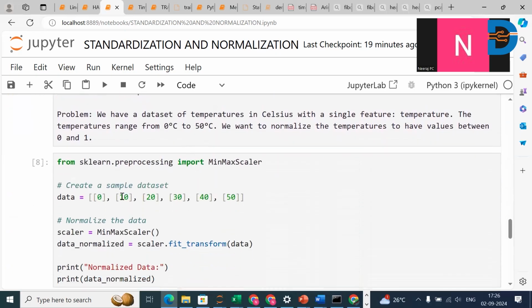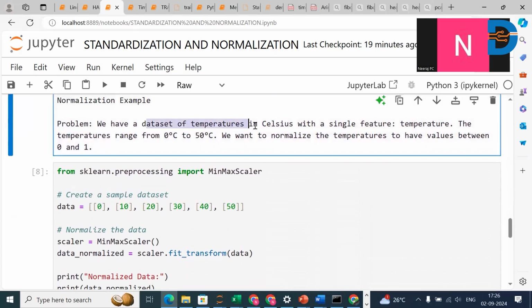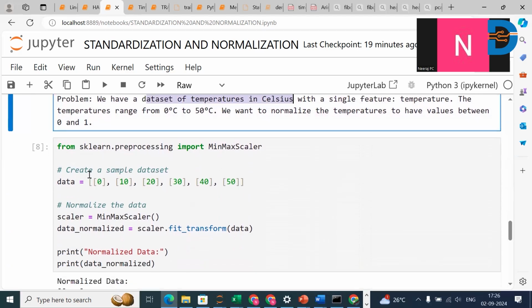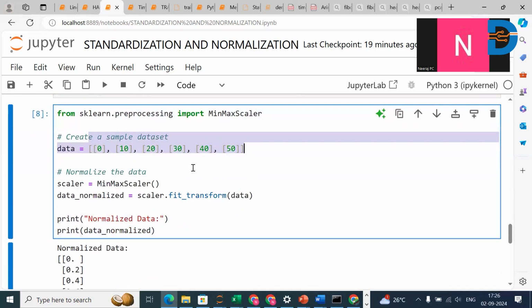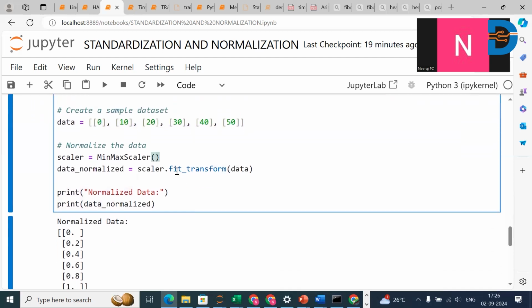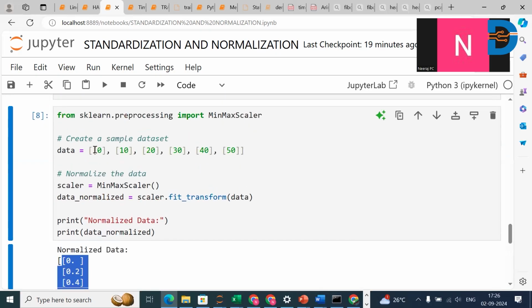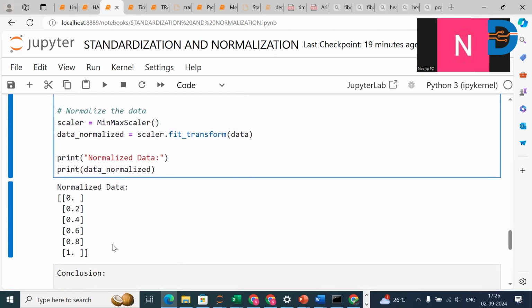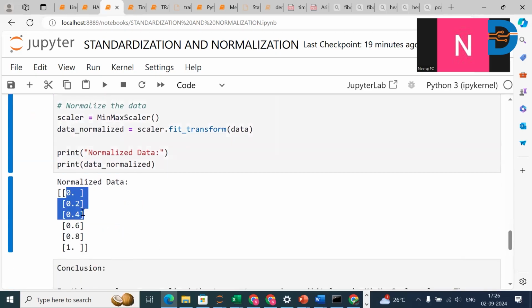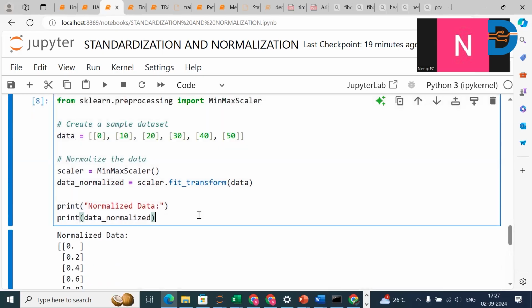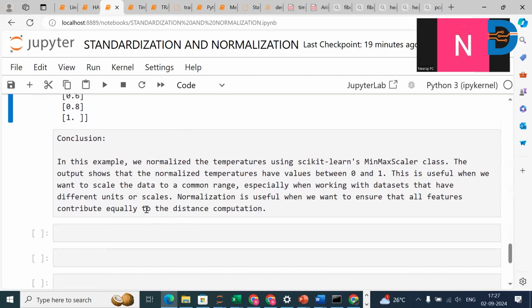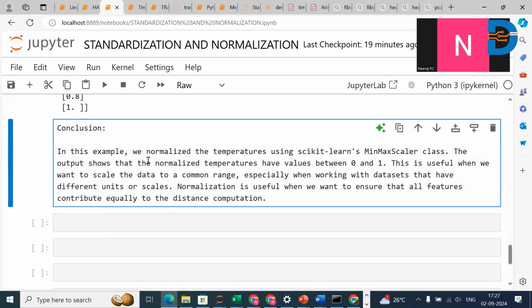For normalization, here we are taking a data set of temperatures in Celsius. So this is the data set. I'll be using MinMaxScaler, which is for normalization. We'll be fitting our data into the MinMaxScaler, and if you observe, this is the output. Your data points, which were 0 to 50, have now been converted into 0.0, 0.2, 0.4, 0.6, 0.8, 1.0. So it is ranging from 0 to 1. Thereby, you'll be able to handle the skewness in the data. Thank you for watching the video.